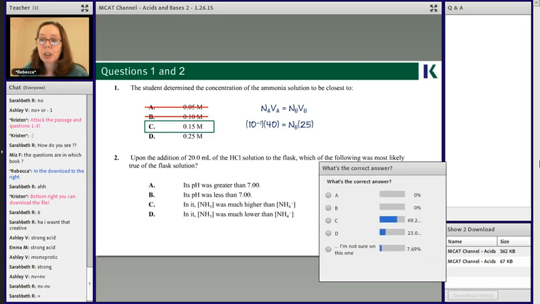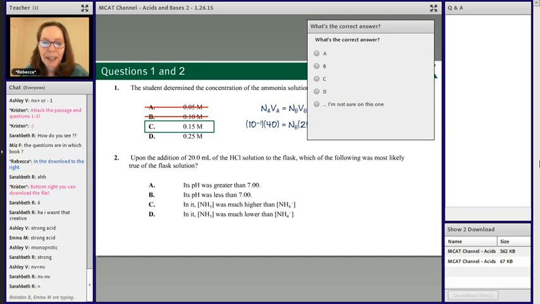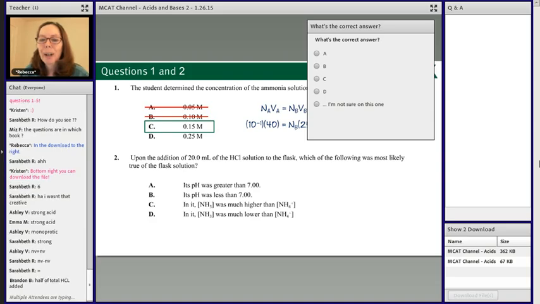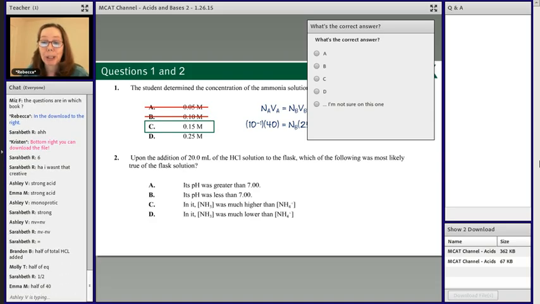Let's look at our second question. Upon addition of 20 milliliters to the flask, which of the following was most likely true of the solution? So how much is 20 milliliters? Why is that number so significant? Is it the equivalence point? What's that 20 milliliters equal to? Yeah, it's the half equivalence point.